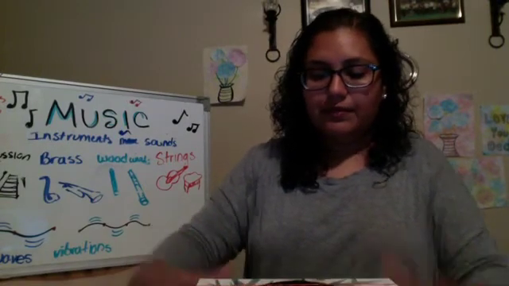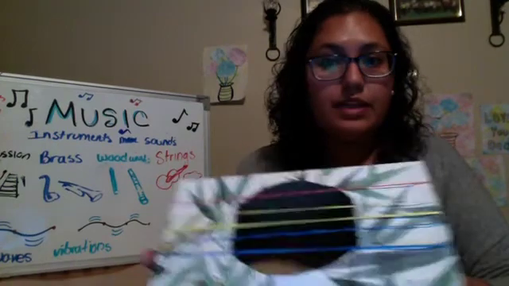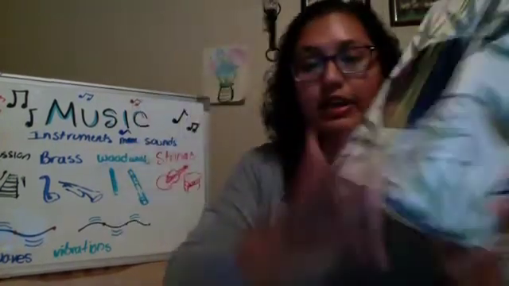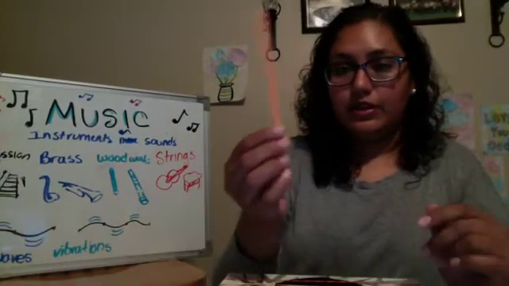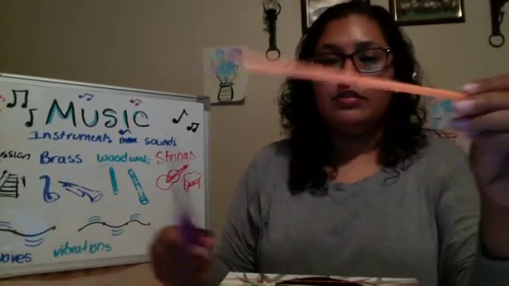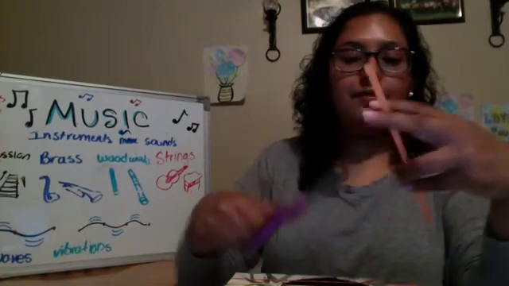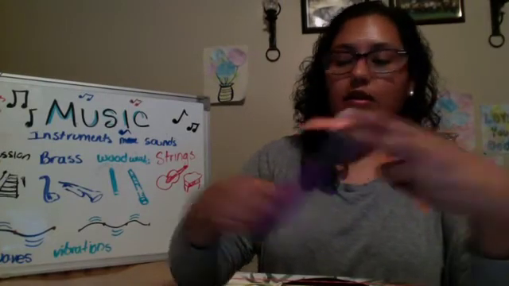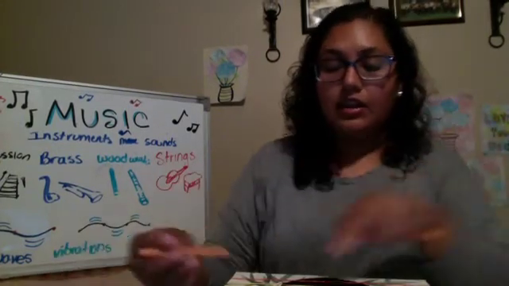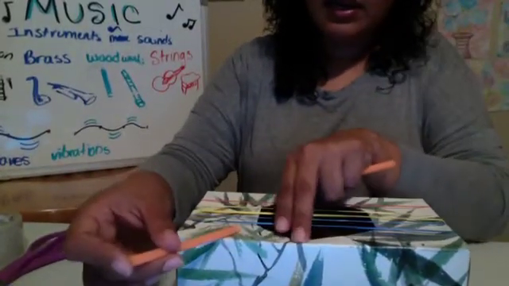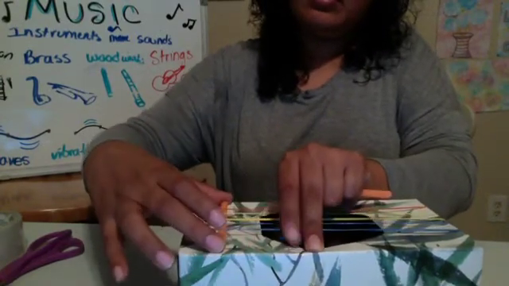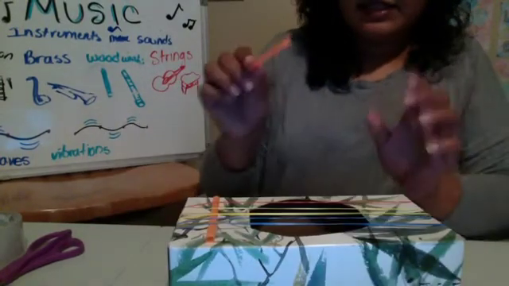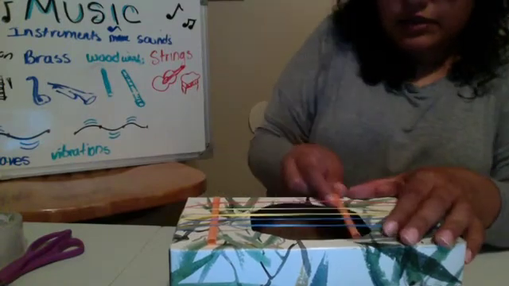Alright. So, we are not done with making our guitar, because if you pluck this one, it's not going to make a big sound. Here's where the straw comes in. So you get the straw and you cut it in half. And you're going to be placing the straw right under the rubber bands. I'm going to place it right there. And then the same on the other side, right here.